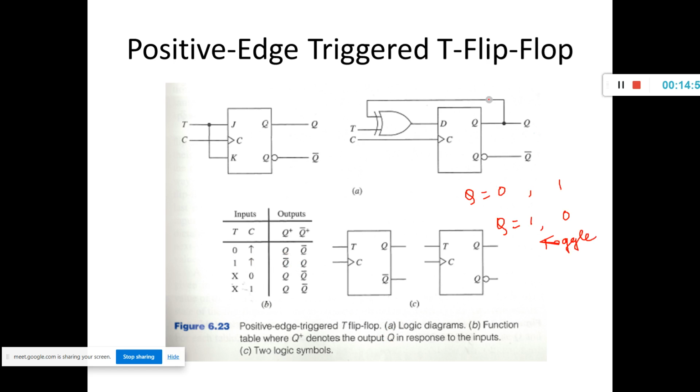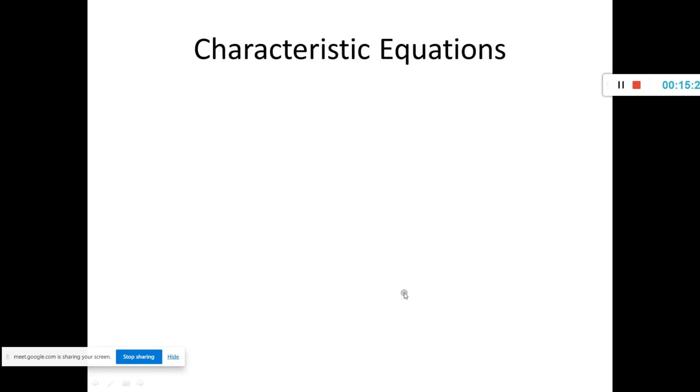Okay, so this is another type of construction of the positive edge triggered T flip-flop. Students, always remember, with respect to the clock, positive edge means this 0 to 1 going. Negative edge means this 1 to 0. When you apply a NOT gate to the control input, it becomes a falling edge. So this is the symbol of the T flip-flop.